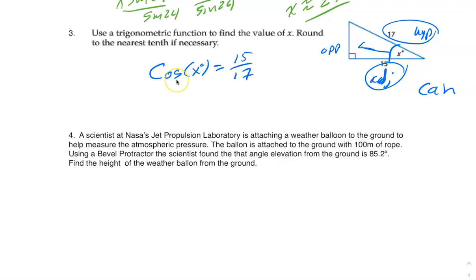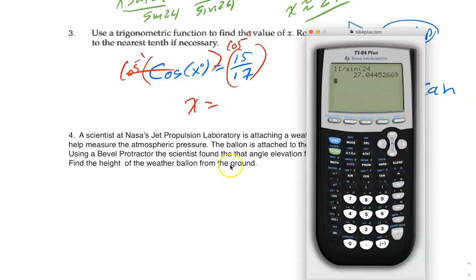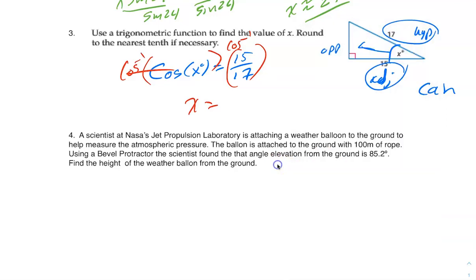Now remember, if you want to get rid of cosine, the way we can do it is cosine inverse. So take the cosine inverse of both sides. Those two cancel each other out. I get x equals cosine inverse 15 over 17. I'm going to put that in the calculator, so it's easier. 15 divided by 17. And I get 28.1 degrees. So there we go.